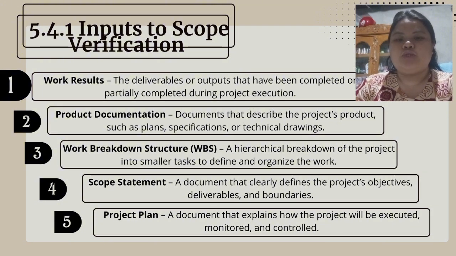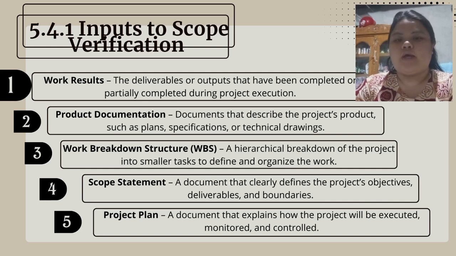Example, a finished software model, a constructed bridge section, or a completed marketing brochure. Next, product documentation. Documents describing the project's product. Example, technical drawing for a building, user manual for a software application, or design specification for a machine.